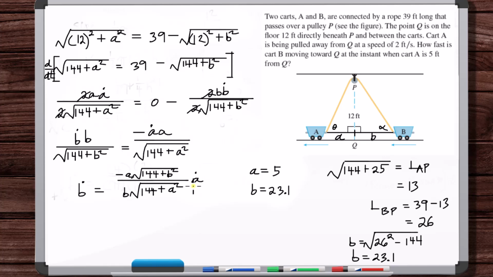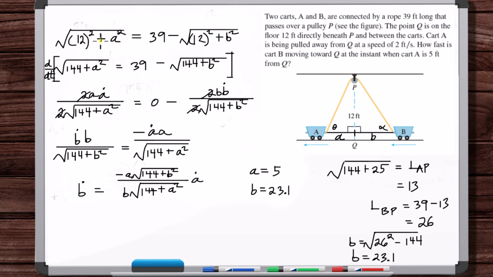Now all we need is a dot. Well, we know that the magnitude of a dot is 2 feet per second, but do we put it as positive or negative here? Well, again, how do we approach this? We come back to our formula here, and this is all geometrical. Card A is moving in this direction. A dot at this moment is positive. b dot is negative. So we expect b dot to be negative. The length of this side here is decreasing, right? This is all geometry.